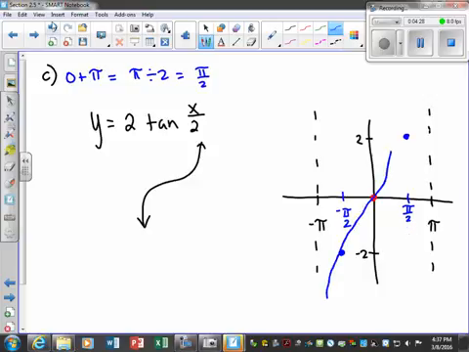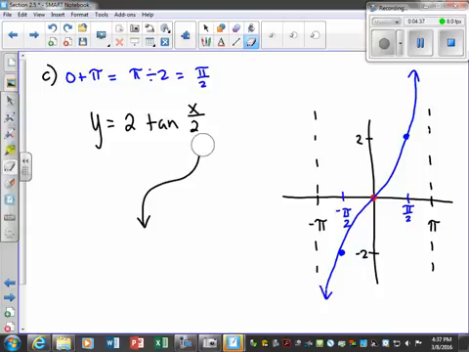Whoa, not very good. Let's try that again. Okay. And then remember, we always have the fallback of making an XY table and a coordinate plane, plugging it in, and doing a lot of algebra extensive type stuff.